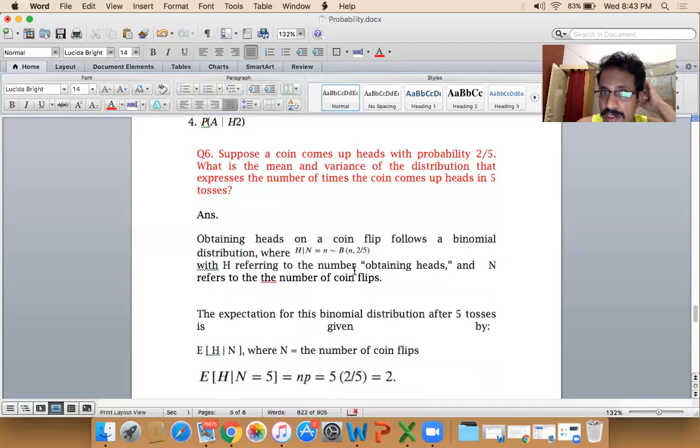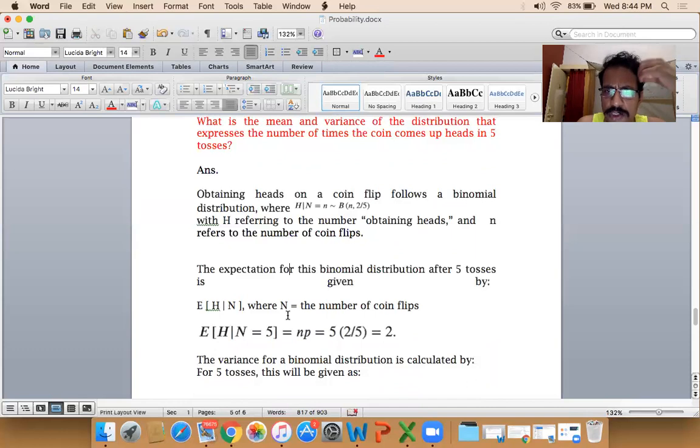Here H refers to obtaining heads, and the small n refers to the number of coin flips. So the expectation for this binomial distribution after 5 tosses, for n equal to 5, you will get np as the expectation. So this is the binomial distribution formula. Expectation is np. So if you are doing 5 tosses, you multiply 5 by 2 by 5, which is the probability of coming up head, and you get the answer 2.